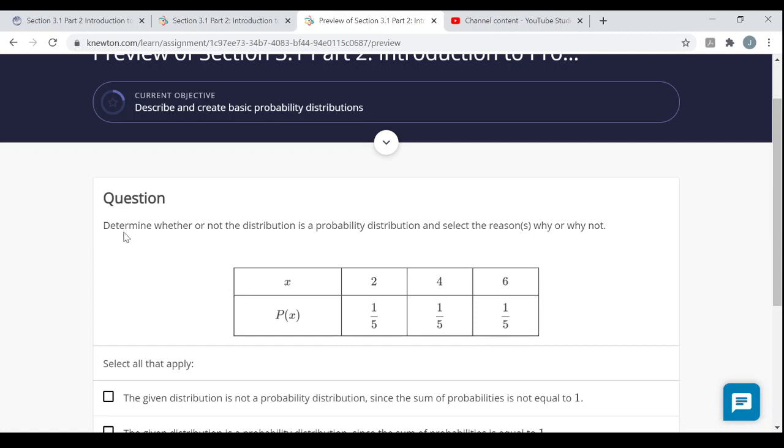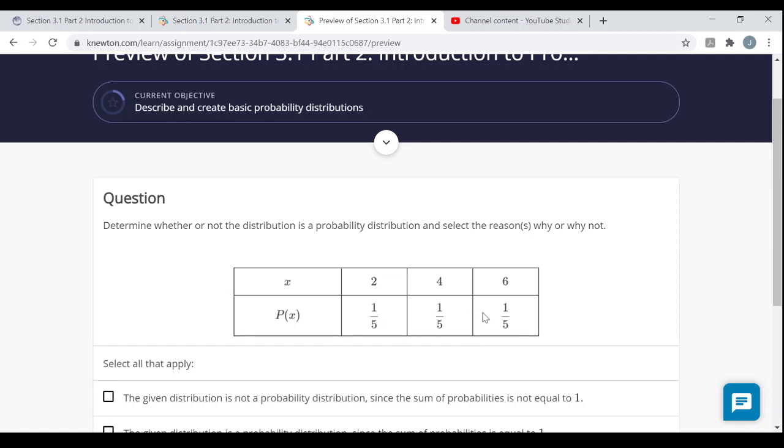Now they're asking you to determine whether or not the distribution is a probability distribution, and select the reasons why or why not. Now, look at all the probabilities. They're all from 0 to 1. That's not a problem. But remember the other thing is that you have to add up all the probabilities. The sum of the probabilities of all the outcomes has to add up to 1. Add these up. 1/5 plus 1/5 plus 1/5 is 3/5. That's 0.6. That's not 1.